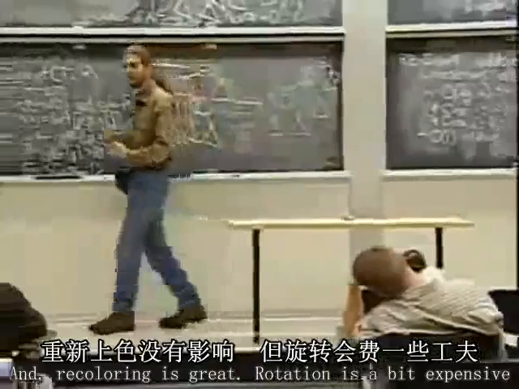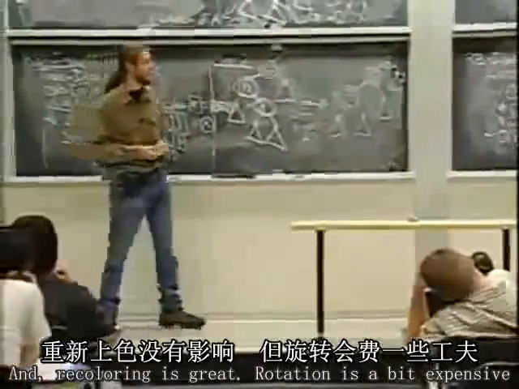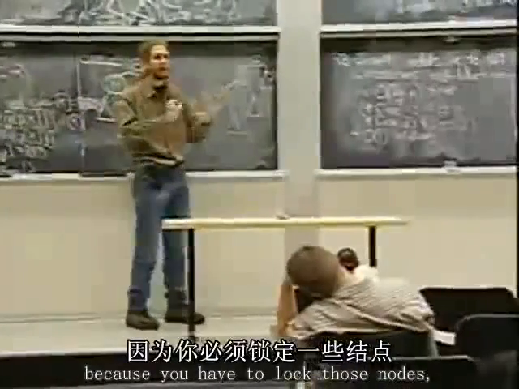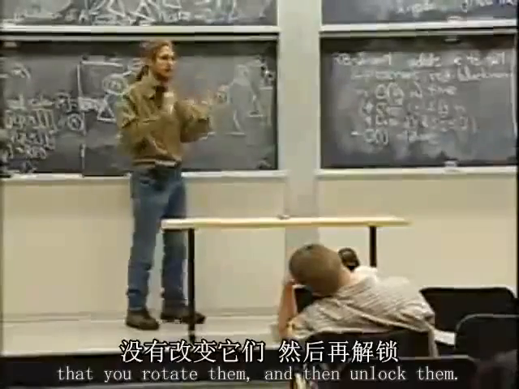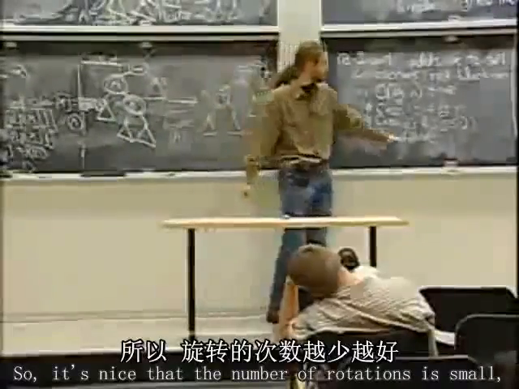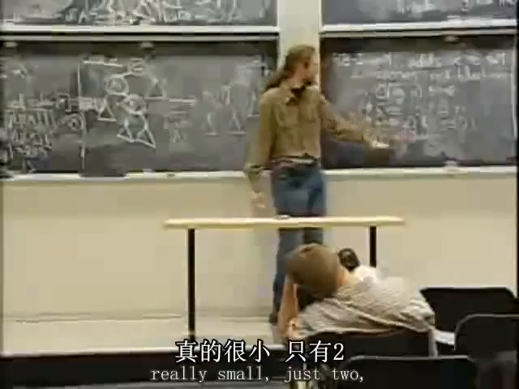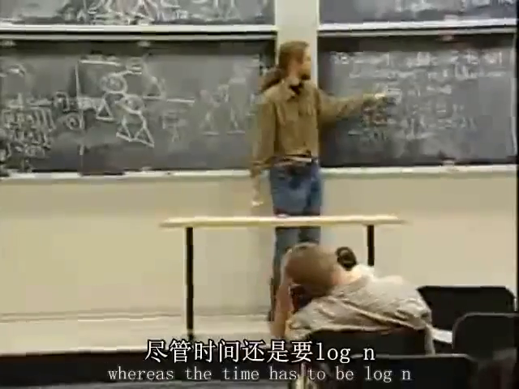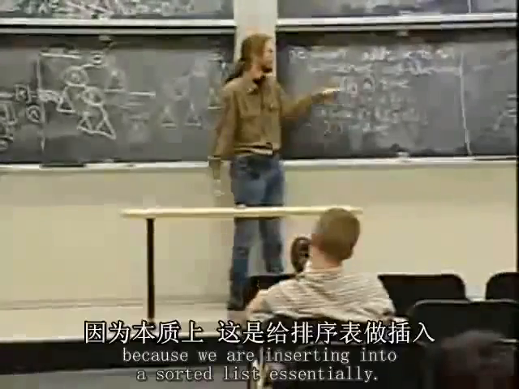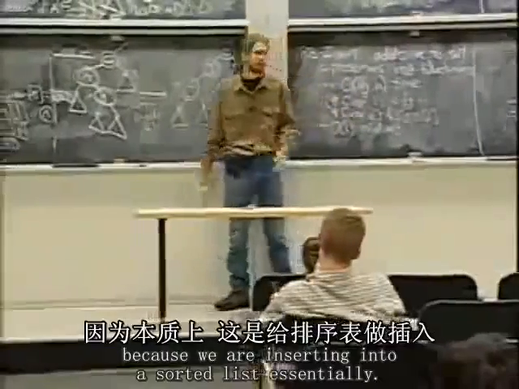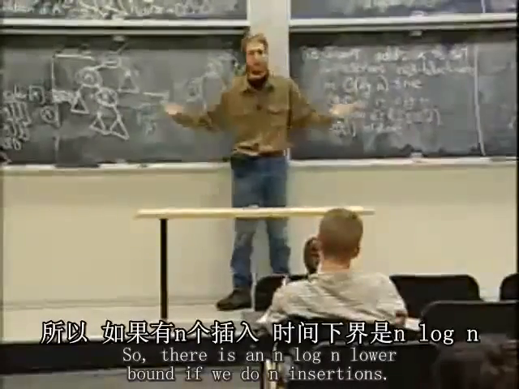And recoloring is great. Rotation is a bit expensive because you have to lock those nodes, make sure no one touches them for the duration that you rotate them, and then unlock them. So it's nice that the number of rotations is small, just 2, whereas the time has to be log n because we're inserting into a sorted list, essentially. So there's an n log n lower bound if we do n insertions.